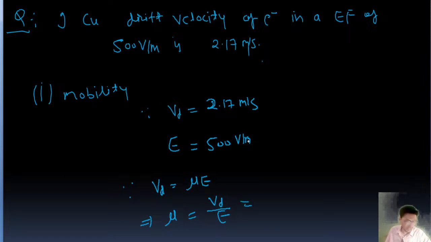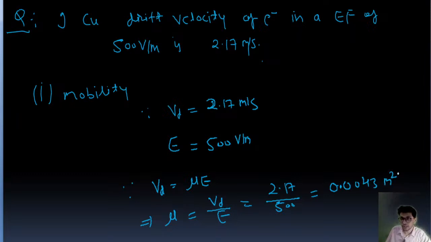We can just put in the values. Vd is 2.17 upon E, which is 500 volt per meter, and if you solve it, the value is going to be 0.0043 meter square per volt second. This is the answer, guys, 0.0043. A simple question related to conductors.